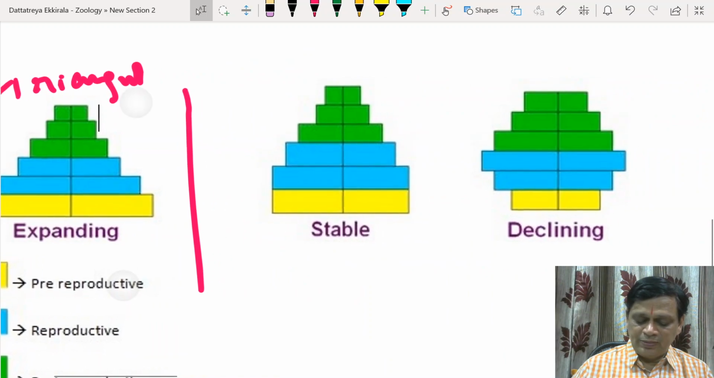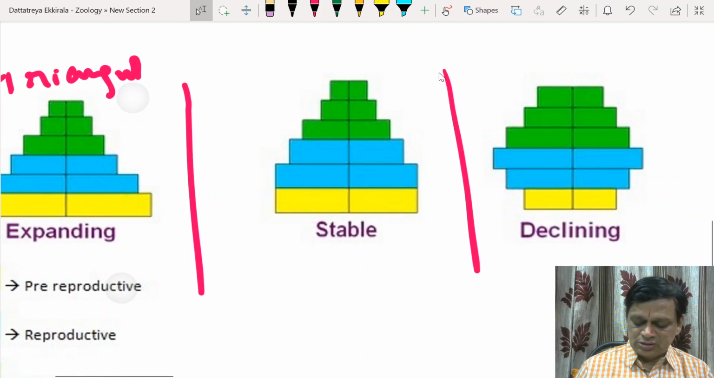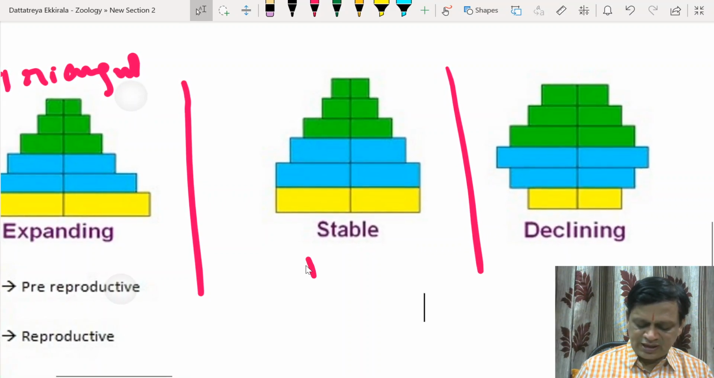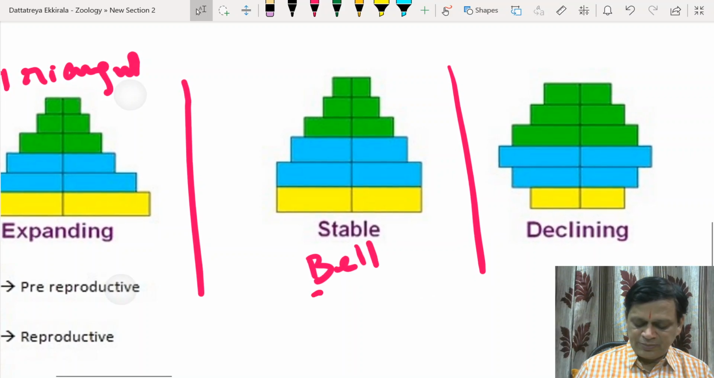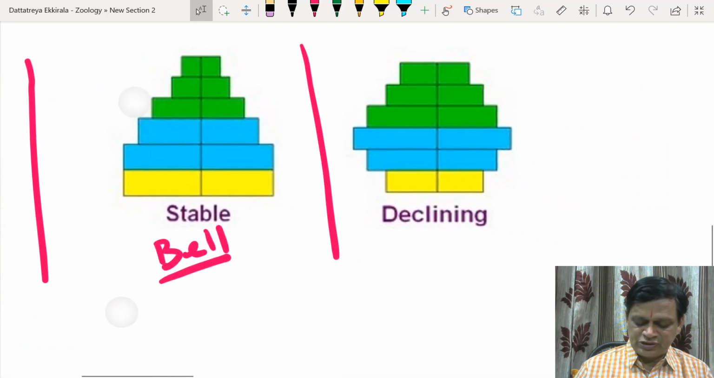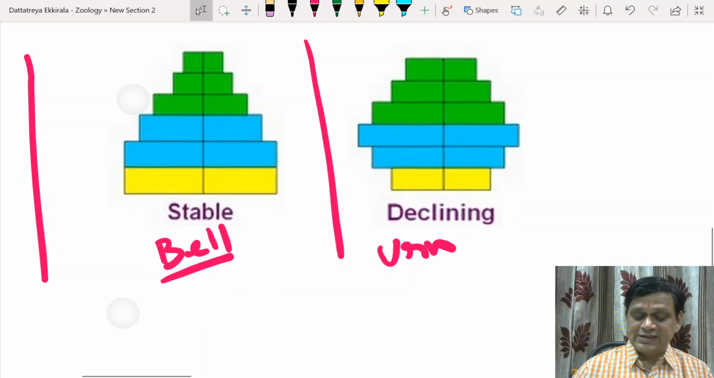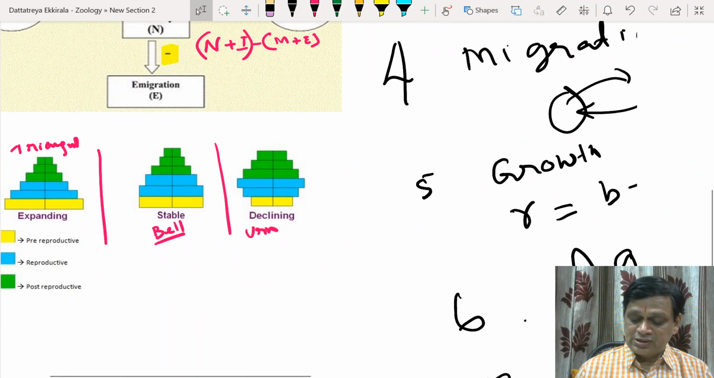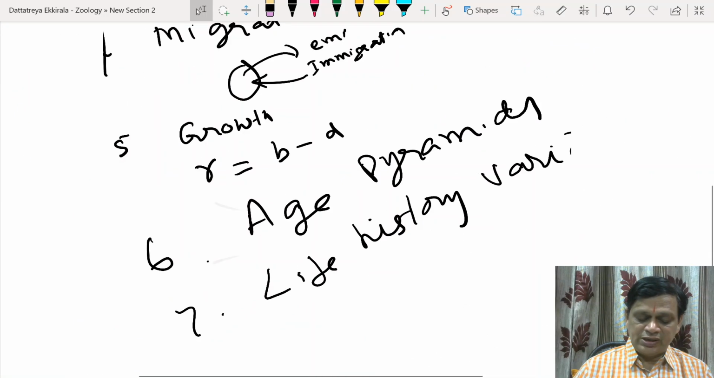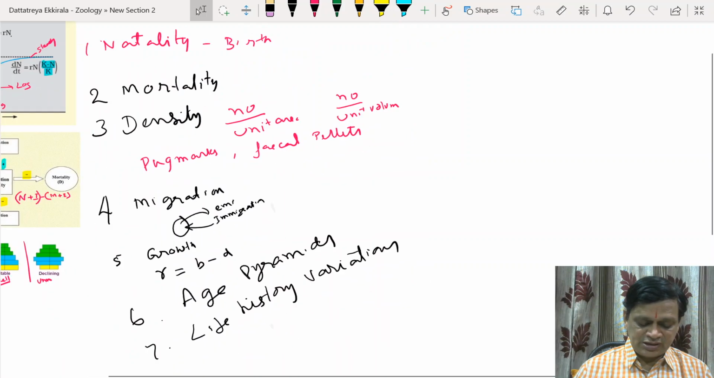Then in a stable population, almost all three age groups are equal. So it is generally described as a bell-shaped pyramid. The first one is a triangular pyramid, this is bell-shaped, and this is urn-shaped. Here pre-reproductive is less than reproductive. So this is very useful to understand various other organisms, whether the population is increasing, decreasing, or remaining stable.